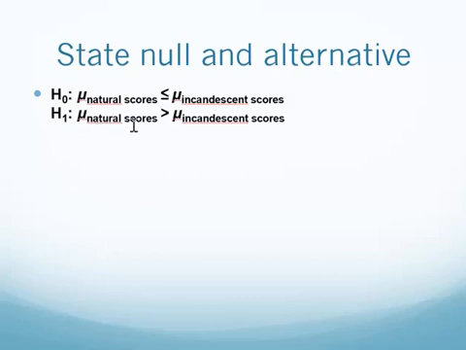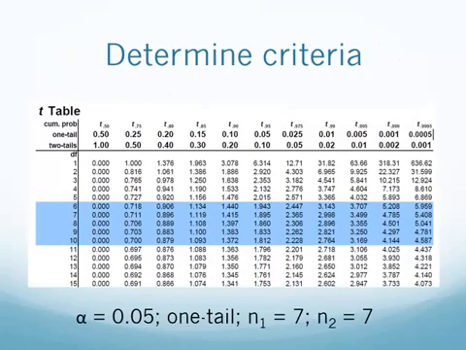So the sample mean for the natural lighting condition should be greater than the sample mean for the incandescent lighting condition. Whereas the null hypothesis is simply the opposite of that with an equal sign. And this is really saying that we expect no difference, right? We expect no difference between the natural lighting and the incandescent lighting conditions. So you've got a 1-tailed test, and the prediction is that natural scores should be greater than incandescent scores.